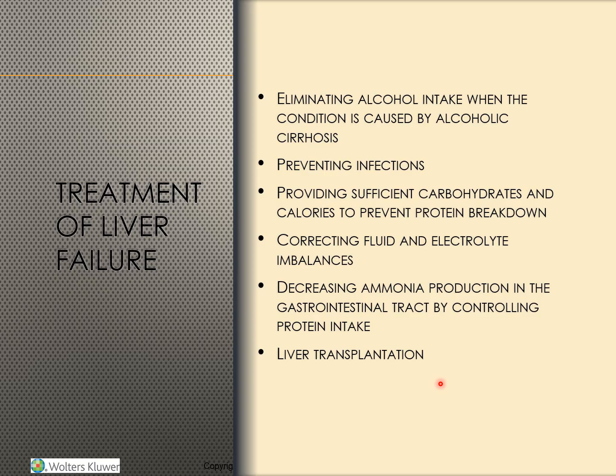We also do a significant amount of correction of fluid and electrolyte imbalances in these patients. And we also want to take measures to decrease the production of ammonia in the GI tract, and we often do that by decreasing the overall protein intake for these patients. And a final step might be liver transplantation if end-stage liver disease occurs.